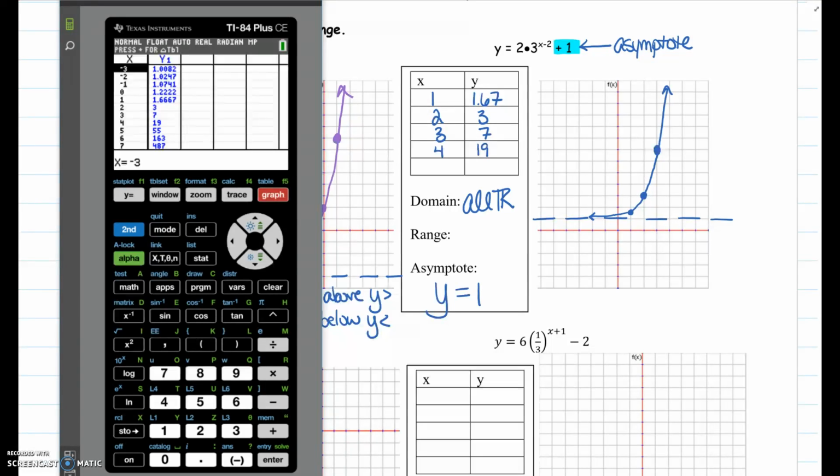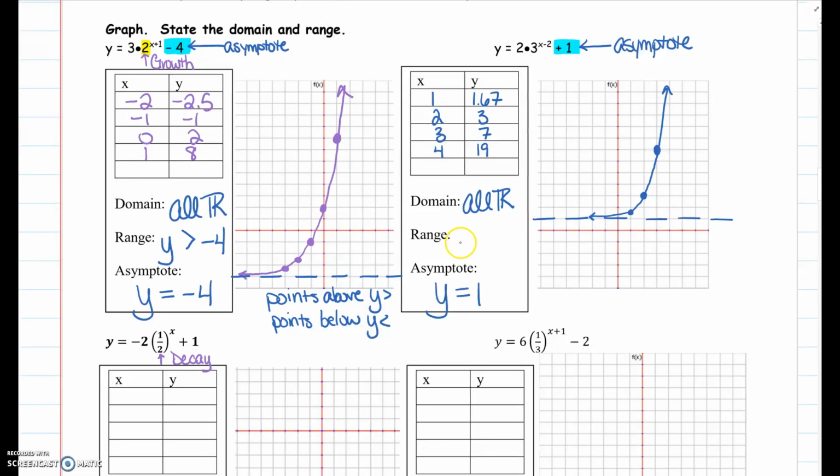Let's talk about the range. If your asymptote is y equals 1, your range is going to be y and something to do with 1. The points are above the asymptote, so y is greater than 1. Okay, this is another exponential growth function, and we can see that because it starts on the left close to the asymptote, and then on the right it moves away from the asymptote. If you start close and move away, it's exponential growth. You can also tell that by looking at the number that's being raised to the exponent. That's a 3, so it's exponential growth.